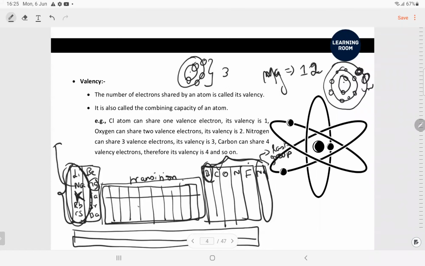Now take this fluorine. What is the valency of fluorine? 7. So if it has a valency of 7, how many electrons are needed for this fluorine to fill its octet? Only 1 electron. 2, 7. So only 1 electron is needed for this fluorine.